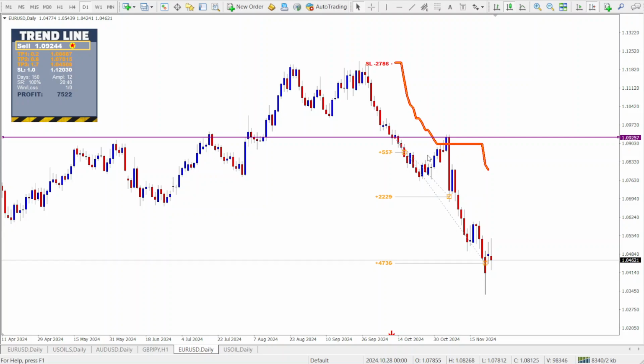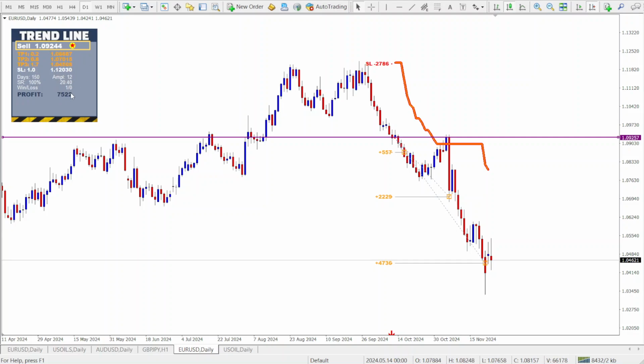And then we have multiple take profit targets: take profit 1, take profit 2, take profit 3. So this indicator is quite straightforward. It gives you precise entry points, precise stop loss levels, and precise take profit levels. It gives you three take profit levels and one stop loss level.